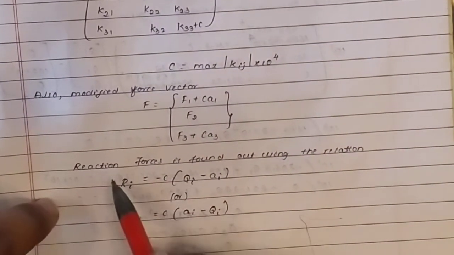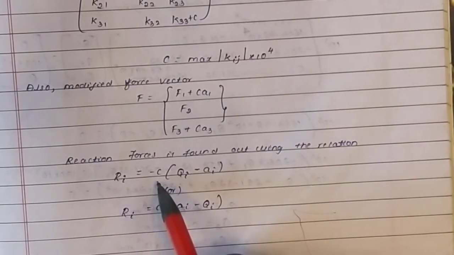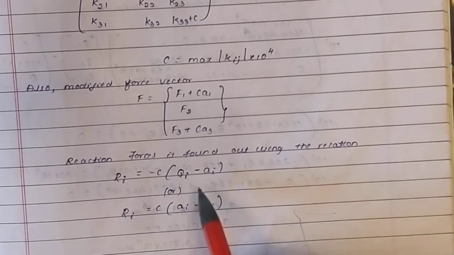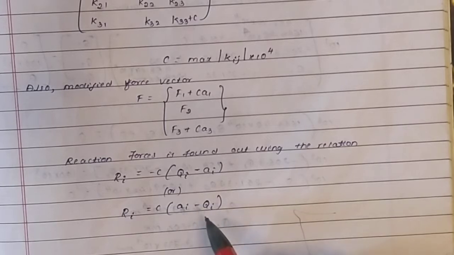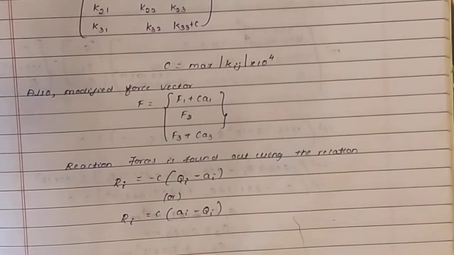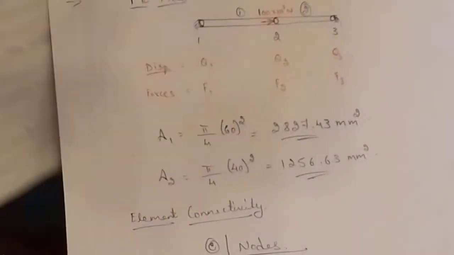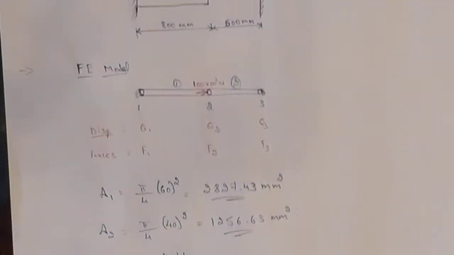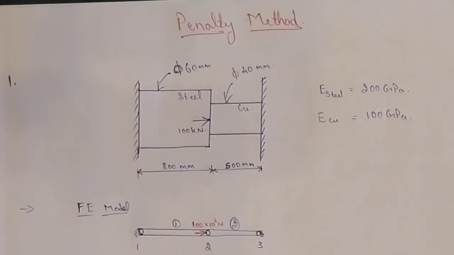Is this clear? Now reaction forces are found using the relation Ri equals minus C into (Qi minus Ai). Or in simple terms, multiplying the negative inside the bracket: Ri equals C into (Ai minus Qi). So reactions you can find directly in the penalty method. I think it should be clear how to solve with the penalty method. You will understand this in a more detailed way by solving a numerical problem. So we will move on to the first numerical using the penalty method.